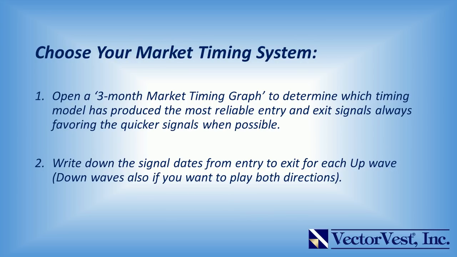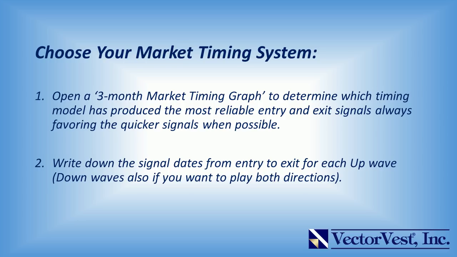The first step of the process is to choose your market timing system. Now here's what I suggest. I suggest opening a 3-month market timing graph to determine which timing model has produced the most reliable entry and exit signals, always favoring the quicker signals when possible. Then write those dates down for each up wave, both the entry and the exit. Down waves as well if you want to try to play both directions as part of your outcome.